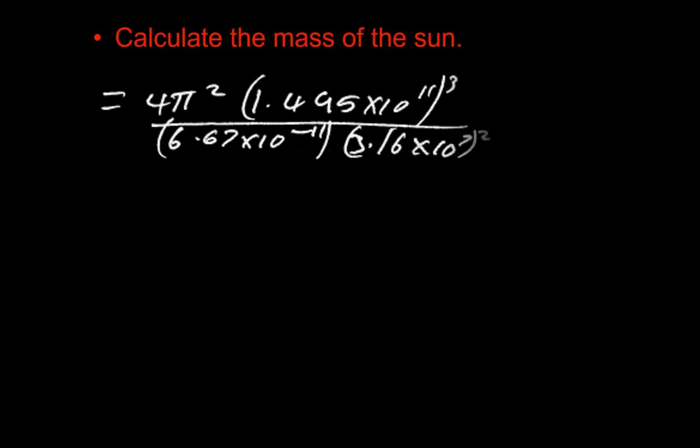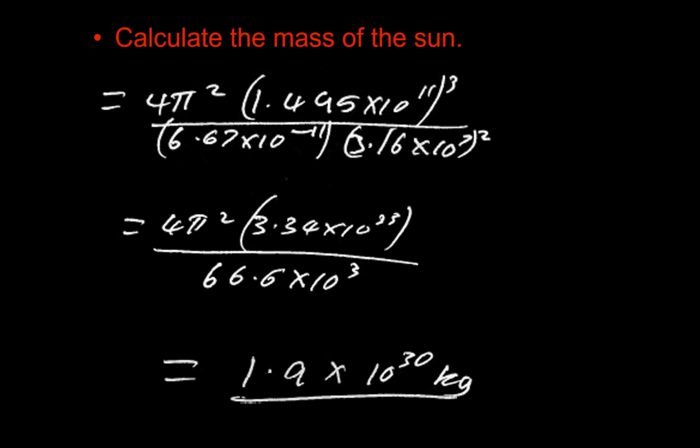Let's make some substitutions. Here we can substitute in, this is our a, this is our G, and here is our P. It's going to give us 4 pi squared times 3.34 times 10 to the 23 here over 66.6 times 10 to the third. This will give us about 2 times 10 to the 30 kilograms. That's about what we would expect. That is the value of the mass of the Sun.